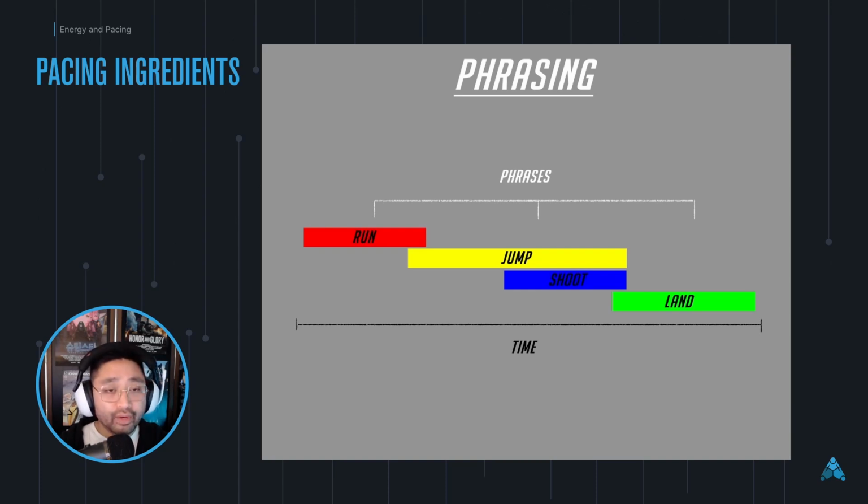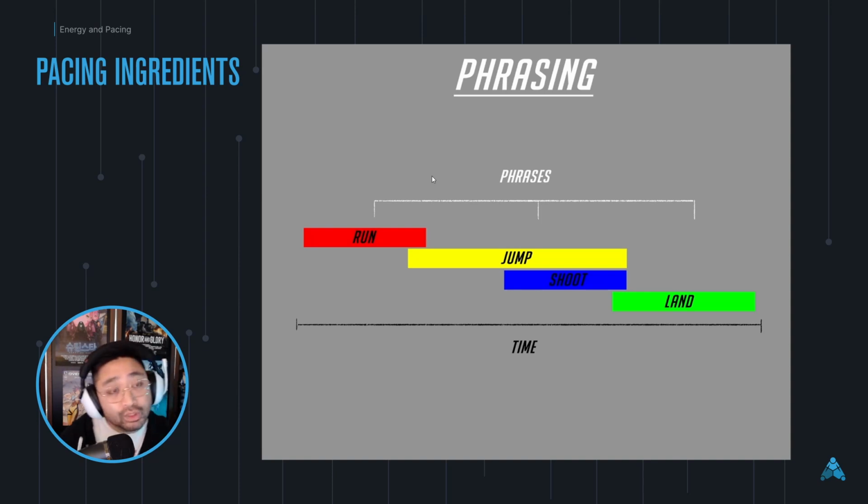This is the graph or the visual aid that I was talking about that describes beats or phrasing in an animation. So let's say, for example, we have this bar down here that represents the entire duration or the runtime of our animation. And in our animation, we have a couple of beats or phrases. You can always think of this as just like a timeline. So my character is running, they're jumping, they're shooting, and they're landing.